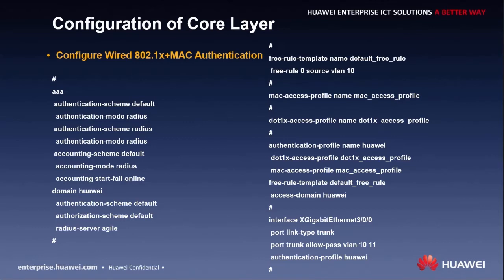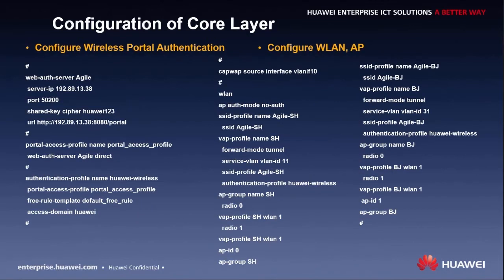Create a free rule profile. If APs can access the network without being authenticated, add their VLANs to the profile. Create an authentication profile named Huawei for 802.1x authentication and MAC authentication, and bind the profile to ports that need to enable authentication. Wireless users access the network using portal authentication. Therefore, relevant parameters must be configured. Configure a web profile, bind it to the portal profile, and bind the portal profile to the authentication profile.